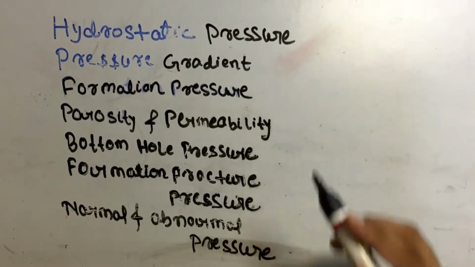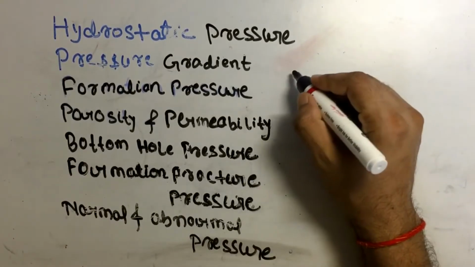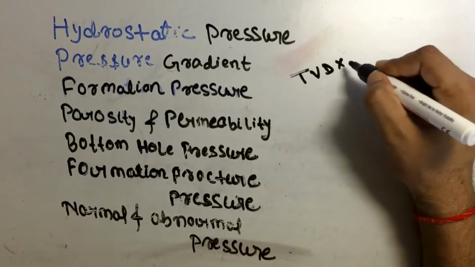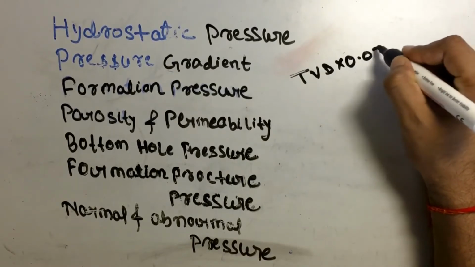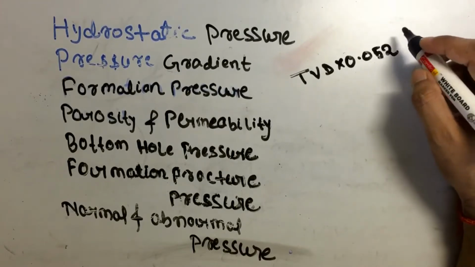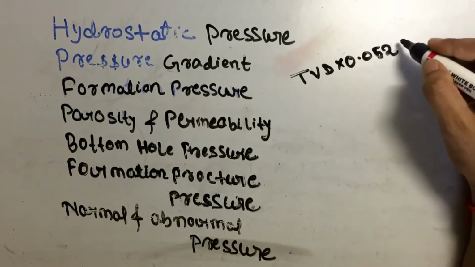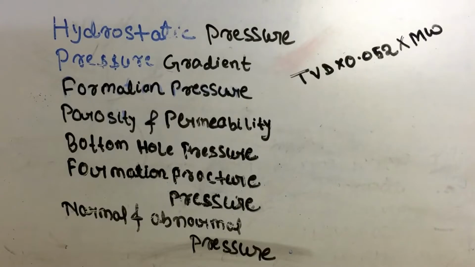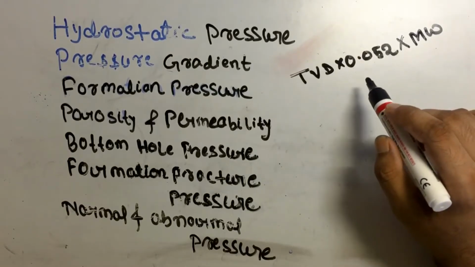Then what is the formula of hydrostatic pressure? Let's see. First we need to know TVD, and there is a constant factor 0.052. This is a constant factor used to calculate hydrostatic pressure. And now mud weight. If the density of the fluid and the true vertical depth of the fluid column are known, then we can calculate hydrostatic pressure at that height.